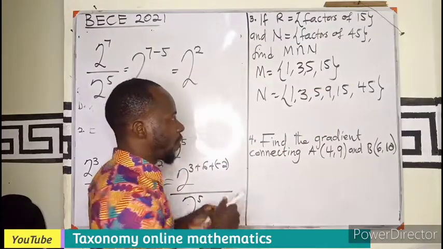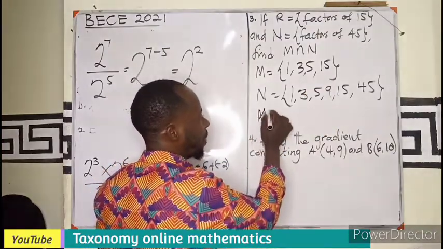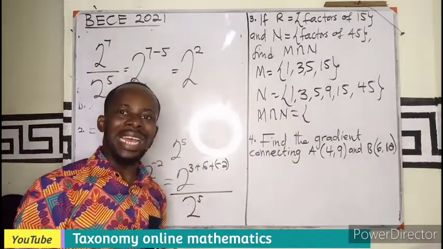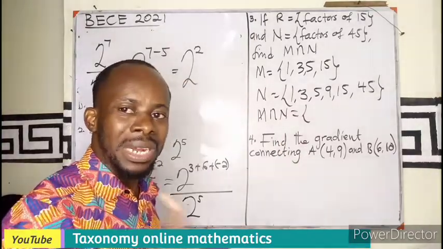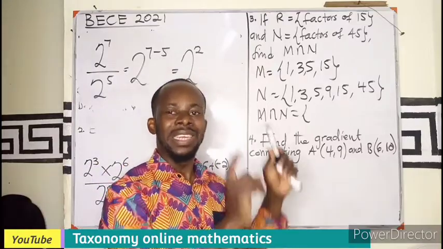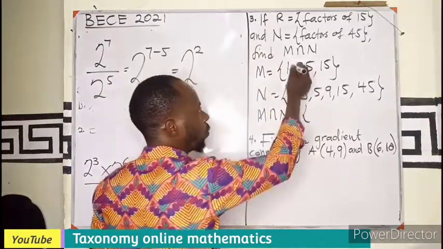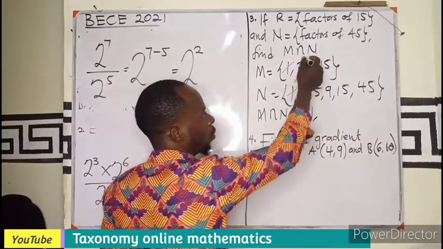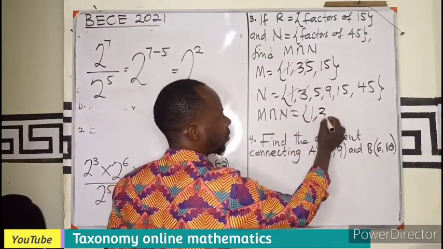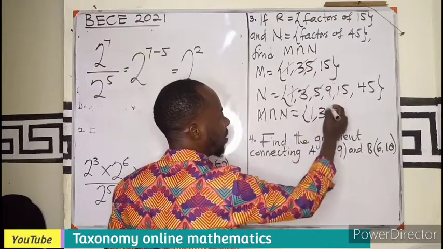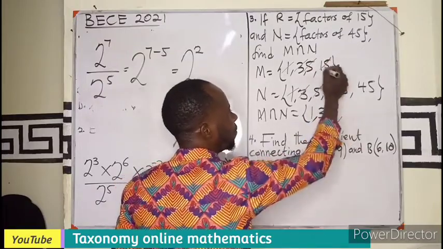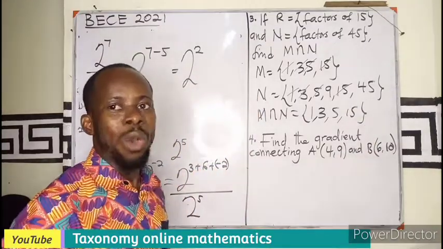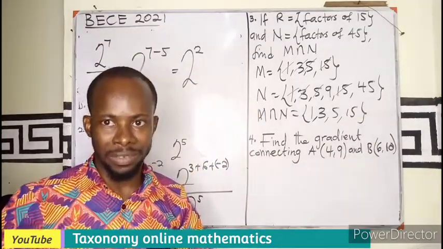So if I'm looking for M intersection N, I am asking myself, what are the elements in set M that I can see also in set N? So I'm going to cross them out. This and this is common. I'll cross 3 and 3 as common. 5 and 5 as common. 15 and 15 as what? Common. So these are the numbers that are common to the two sets.